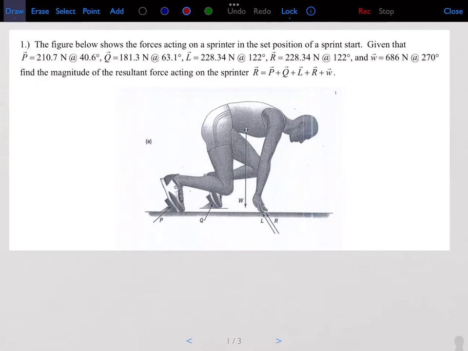Okay, so this first question says, the figure below shows the forces acting on a sprinter in the set position of a sprint start. Given that force P, which looks like it's on the right foot here, is 210.7 newtons and acting at 40.6 degrees. Force Q, which is acting on the left foot, is 181.3 newtons at 63.1 degrees.